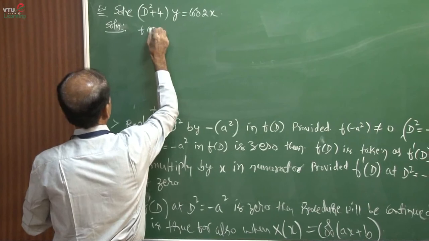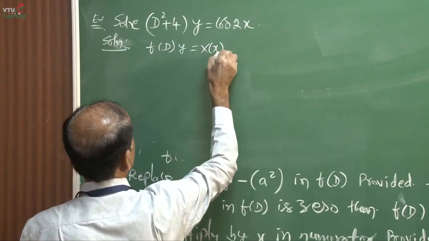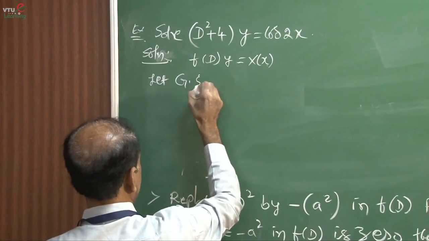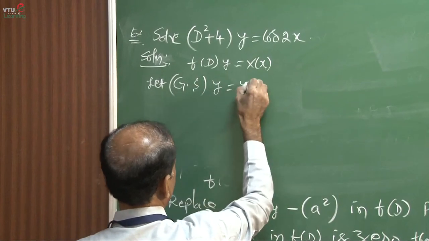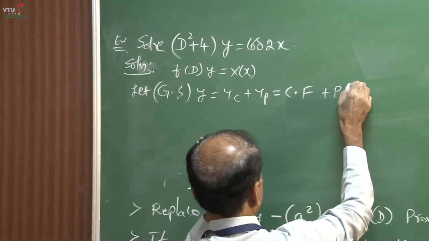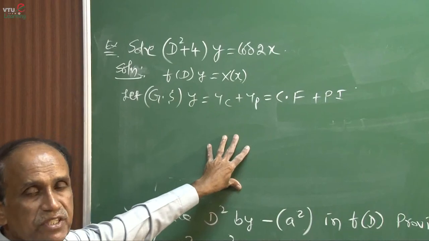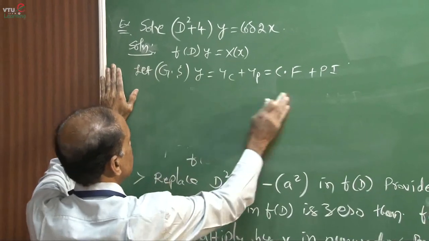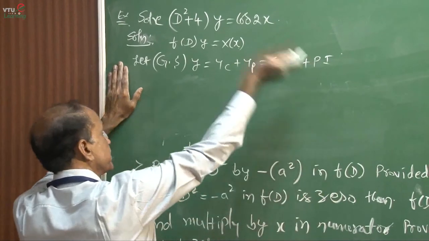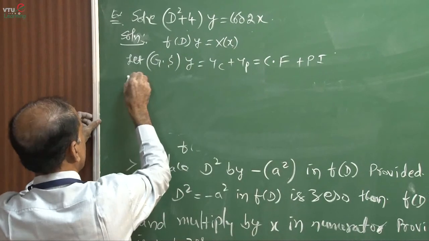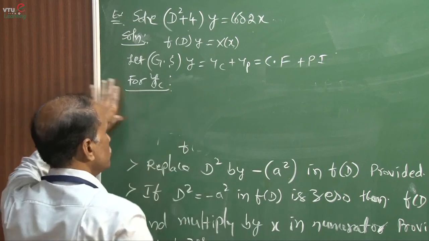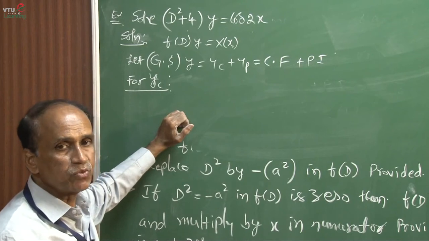Now, f of D y is equal to X of x. Let the general solution be y is equal to yc plus yp, otherwise CF plus PI, that means complementary function plus particular integral, respectively for LHS and RHS. Now for the LHS, that means yc, what do you have to do? The usual steps you have to carry out.